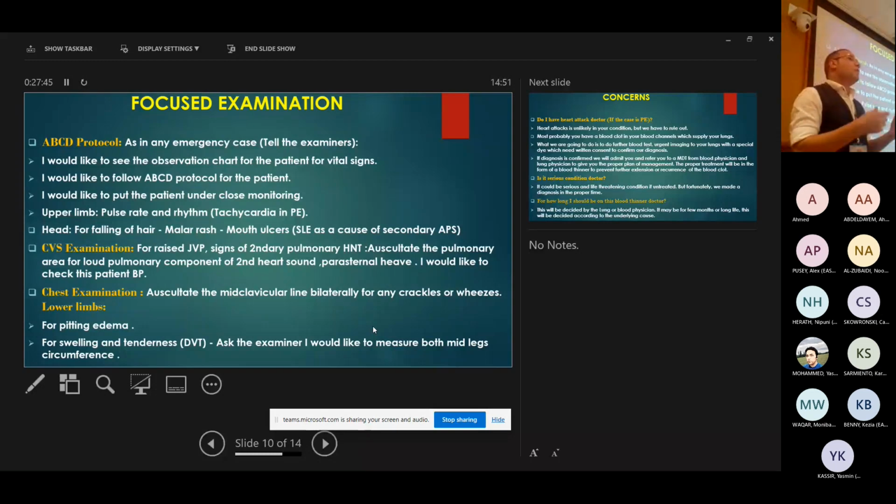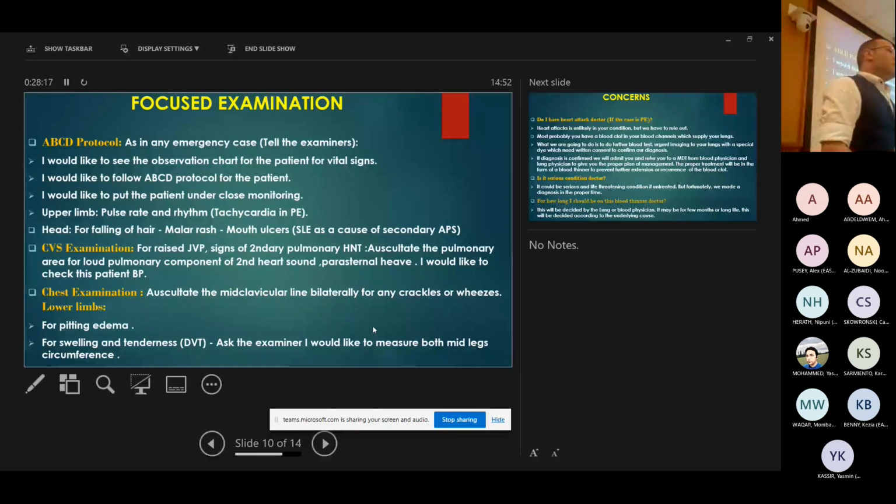Then you will examine the face of the patient. This patient is a young female, so there is a possibility that she might have SLE. So you can examine the hair for any hair fall, the face for any malar rash of SLE, the mouth for any mouth ulcer of SLE, right? Then go down to the chest. Don't do a full examination of the chest, just auscultation of the mid-clavicular line bilaterally to check for any crackles, any wheezes, or any added sounds at all.